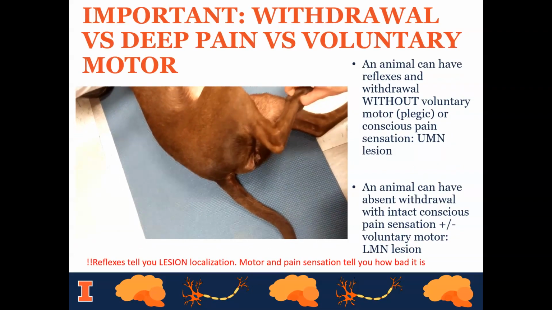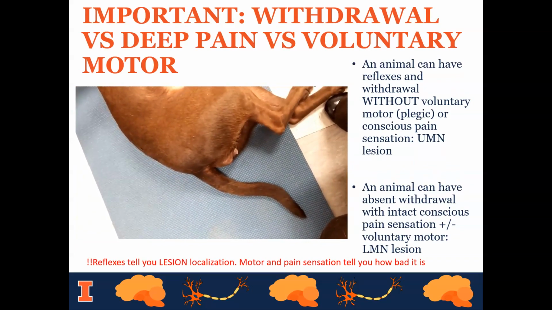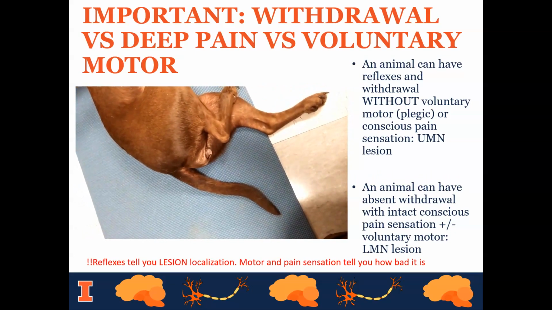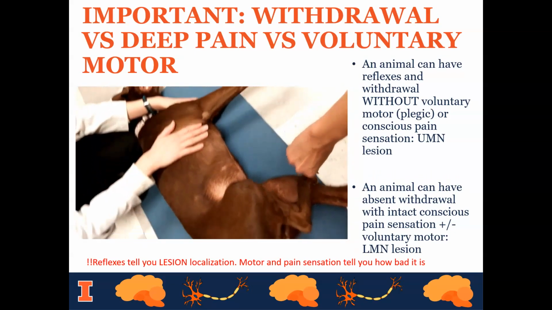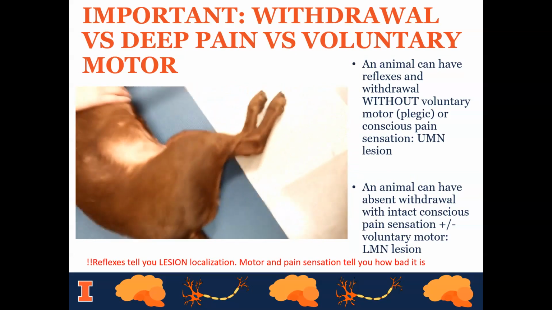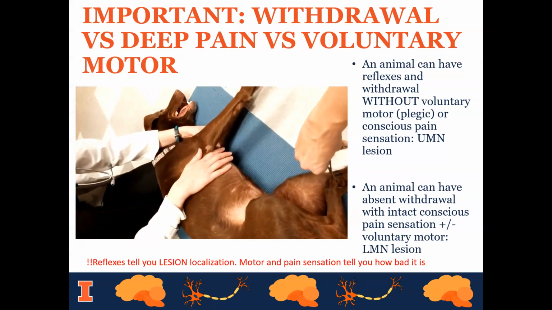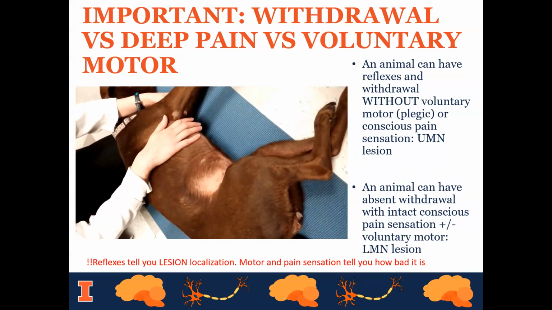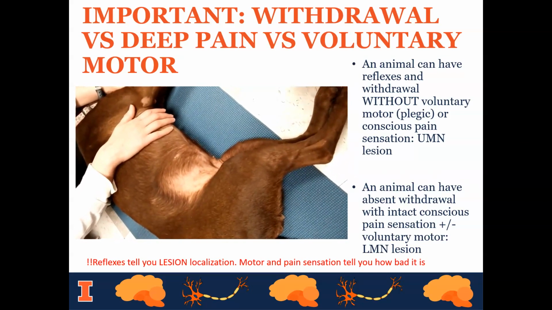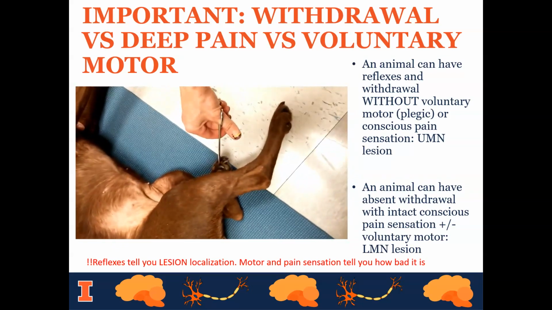So we always have to remember that withdrawal is not the same as having deep pain sensation and not the same as voluntary motor. So this is a pet with a very severe T3 to L3 or middle back myelopathy, who has Schiff-Sherrington posture, who's totally paralyzed in the back leg. So if we asked her to try to walk, she's just dragging them. They're very limp noodles. But when we do these reflexes, she has patellar reflex, she has withdrawal reflex. So those movements of the reflex are still there, but that's not voluntary. She can't help herself. And then we're pinching very meanly with these hemostats and she's not reacting.